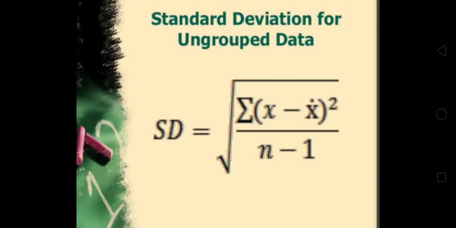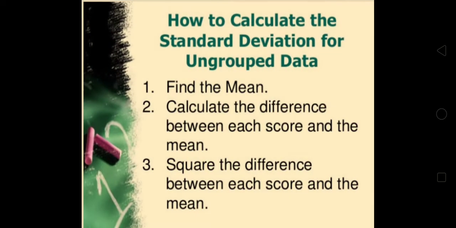The formula which is applied for the standard deviation of grouped and ungrouped data. First of all, we will discuss the ungrouped data formula, that is SD is equal to square root of sum of (x minus x bar) whole square divided by n minus 1. It is the formula which is applied for calculating standard deviation in ungrouped data.